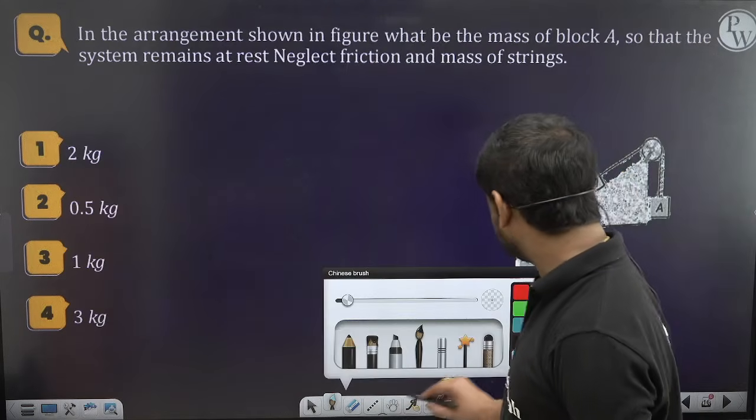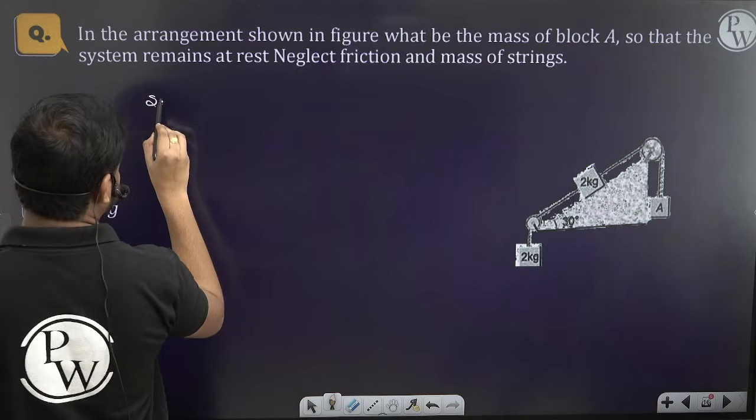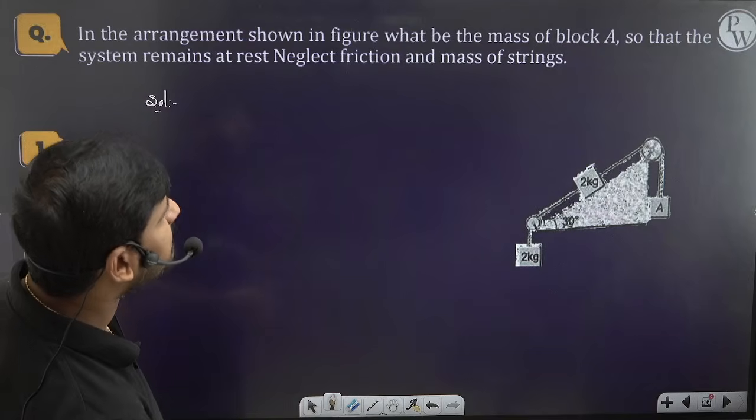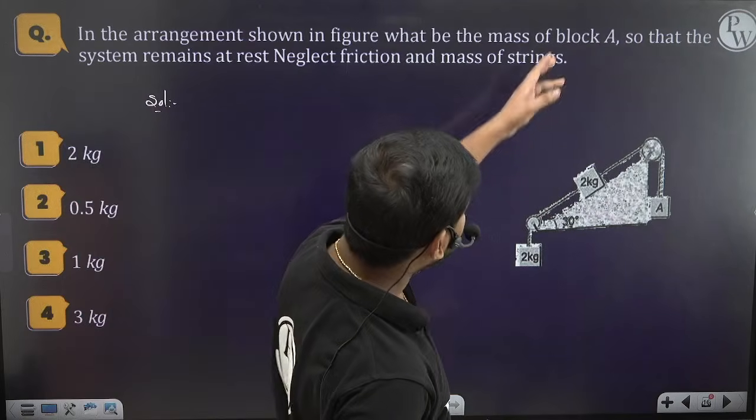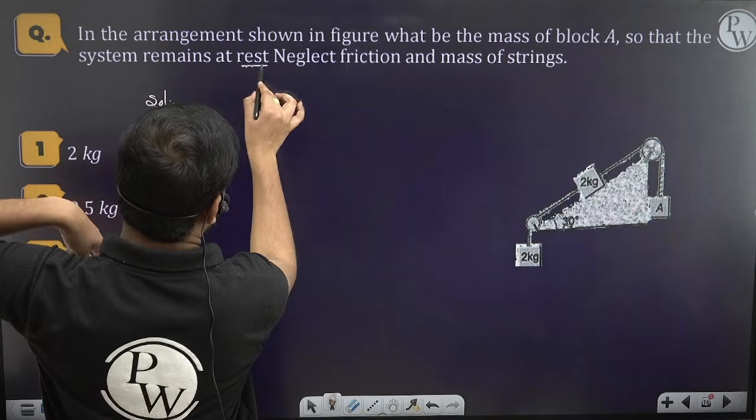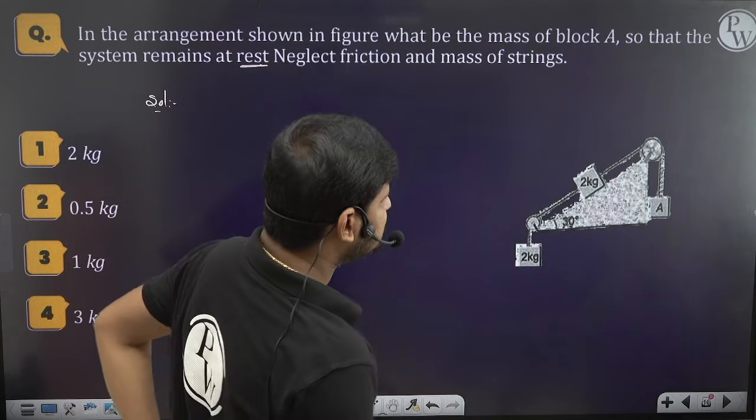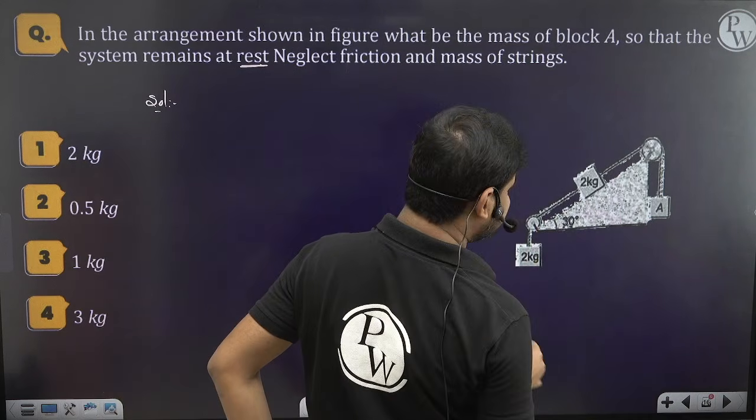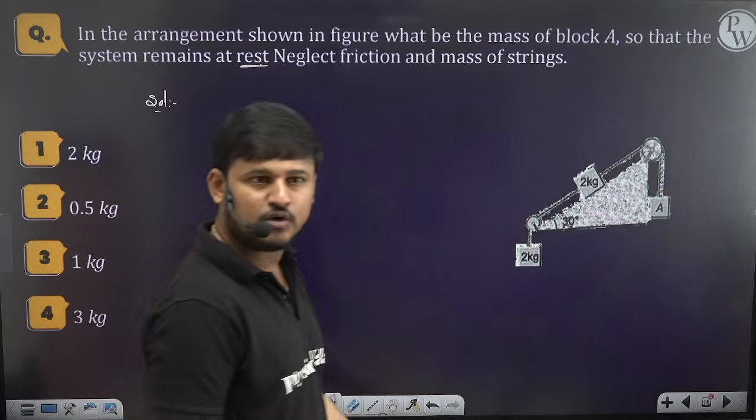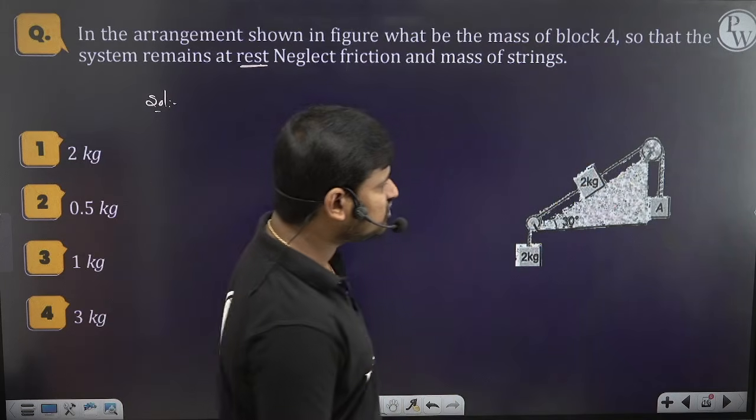So let's take the next question. Just try it on your own. See what the question says. In the arrangement shown in the figure, what should be the mass of the block A so that the system remains at rest? Rest means equilibrium. Neglect friction and mass of the string. First this is a 2 kg body and here block A is attached, and this is the 2 kg. What should be the mass of block A so that the system remains in equilibrium? First draw the free body diagram.